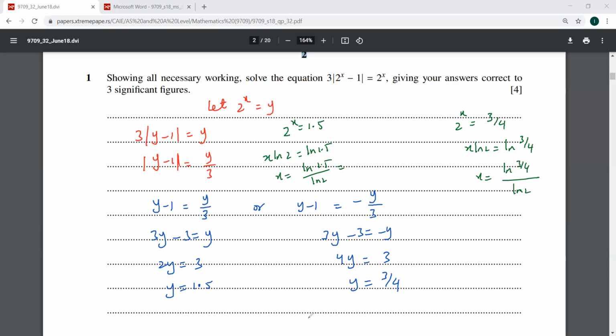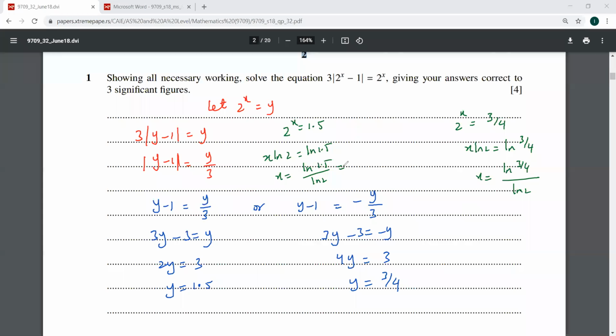So please give me the values. Answers. What is this first answer here? ln 1.5 over ln 2. 0.585. Remember, he has told us to write the answer correct to three significant figures here, okay? And what is this one? Minus 0.415. So these are the two solutions.